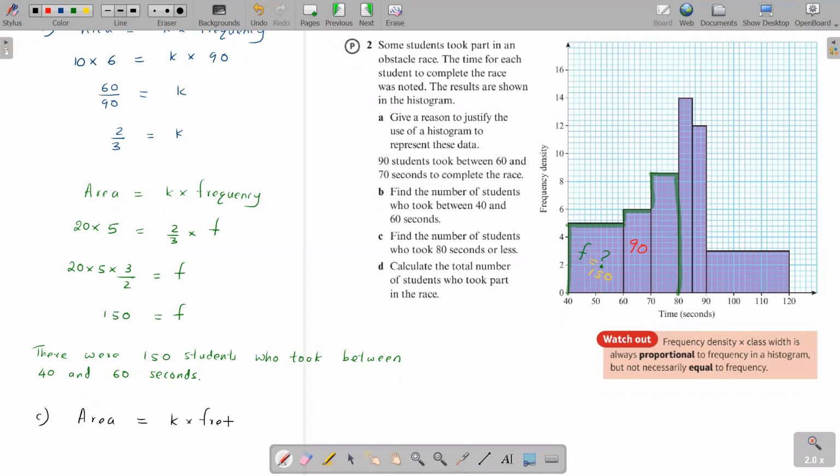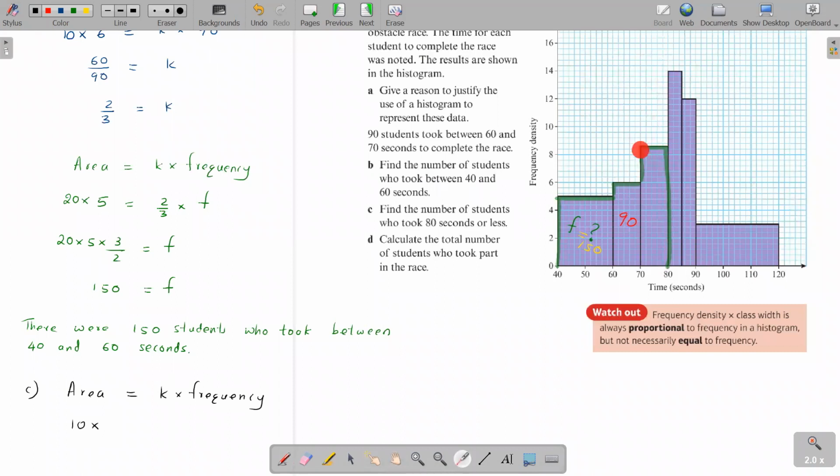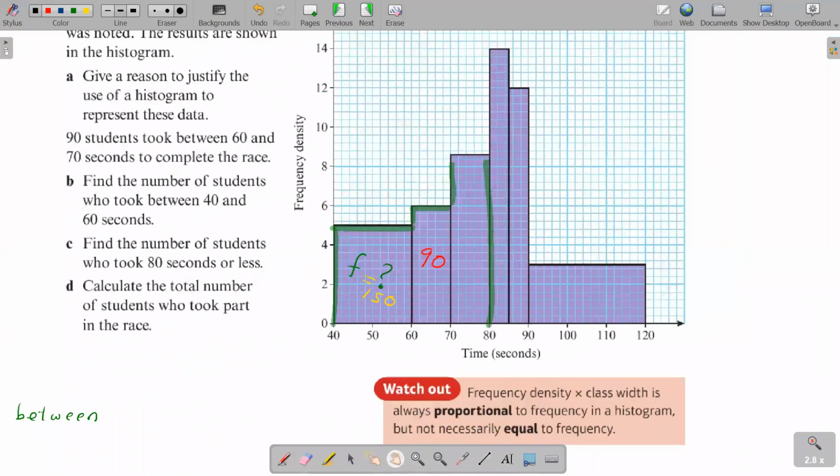Area equals K times frequency. Area equals length into breadth, right? So how much is it? 70 to 80, the length is 10, into how much is the height in this bar? You need to be cautious here. How much did you use for the height? I think you can see it's in the middle of the bar, isn't it? Do you notice the height? It falls to the middle of this bar. So how much is it?